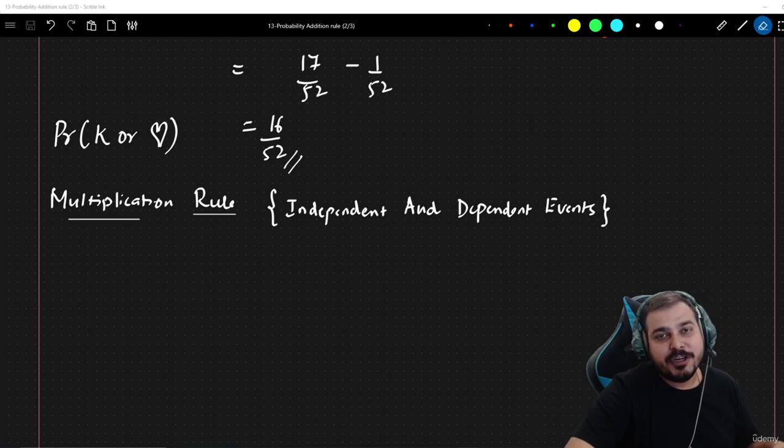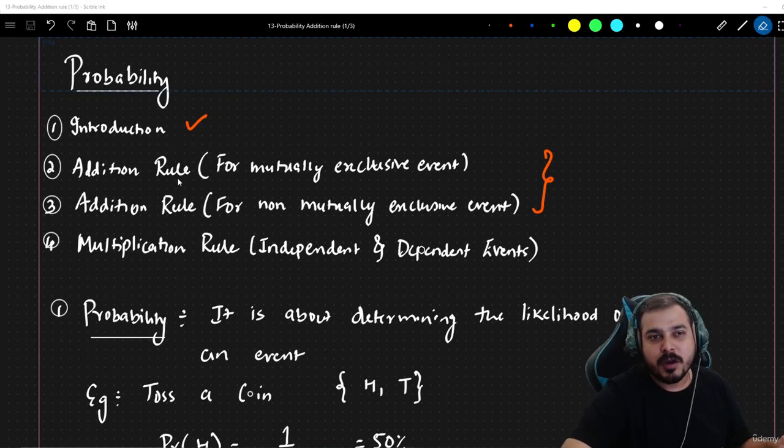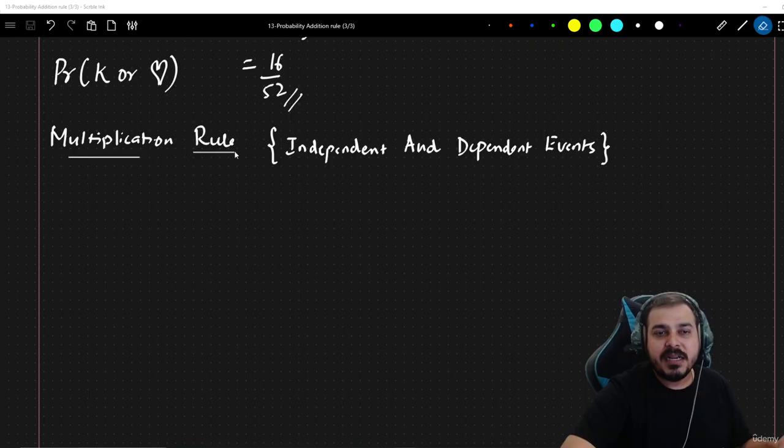So guys, we are going to continue the discussion with respect to statistics. In our previous session, we have already seen the introduction to probability, and we had seen the addition rule, specifically for mutually exclusive and non-mutually exclusive events. Now in this session, we are going to discuss the multiplication rule, and this will be specifically for independent and dependent events.